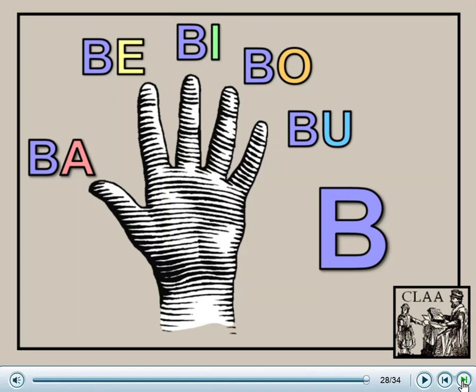Now practice with your fingers. Ba, be, bee, bo, boo. Maybe you can play the game we learned in our last lesson, mixing up the sounds and trying to remember which finger makes each sound.